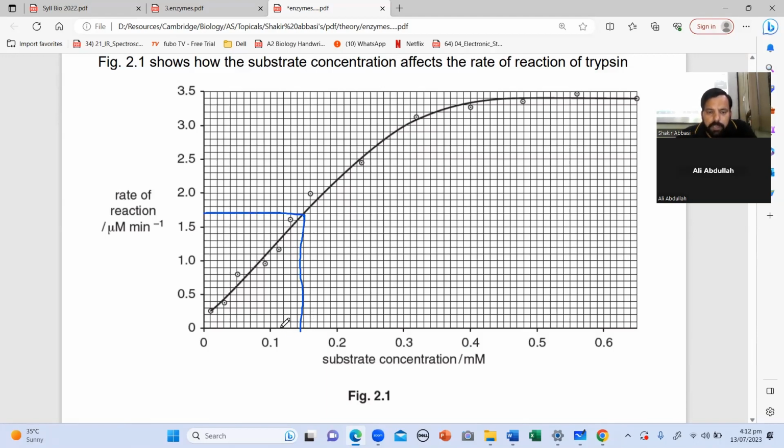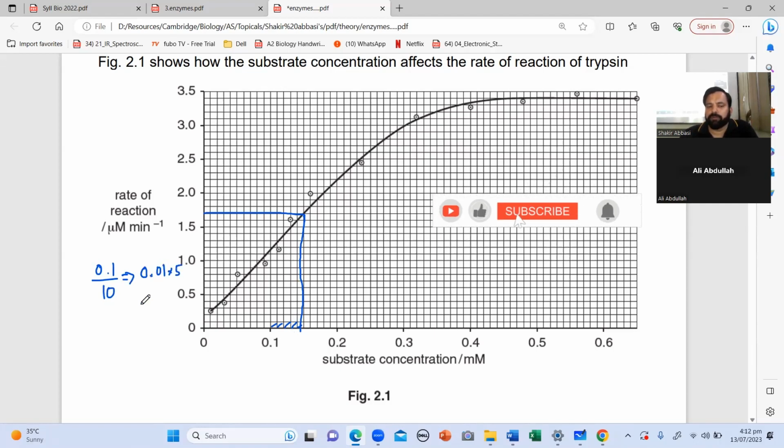From here it goes ahead. How many boxes can you see? 5 boxes, yeah. So how much is 1 box? We can check 0.1 divided by 10. 1 box is how much? 0.01. Yes or no? So when you have 5, multiply by 5, how much comes? 0.05. Beta, are you understanding my method? So 0.1 plus 0.05.